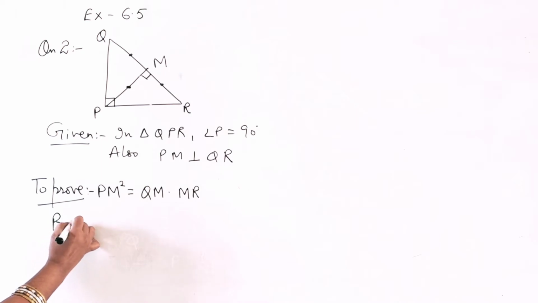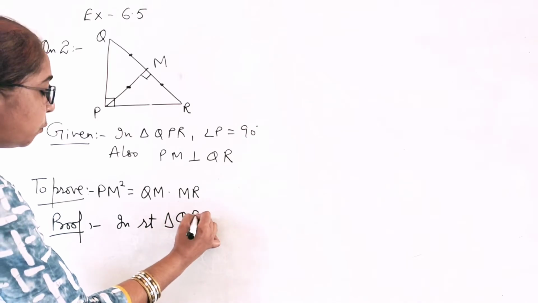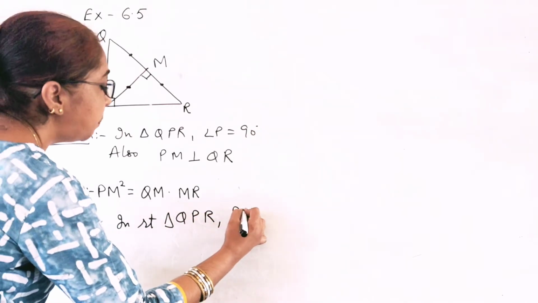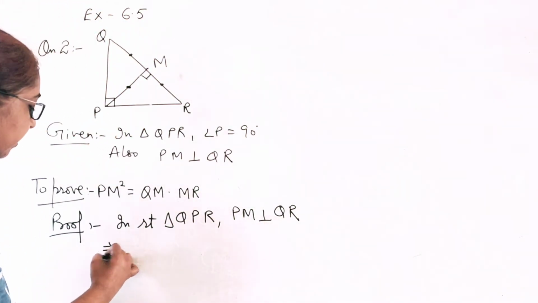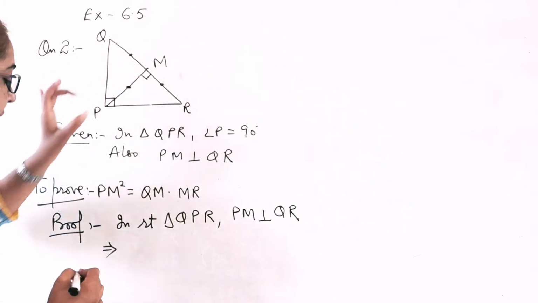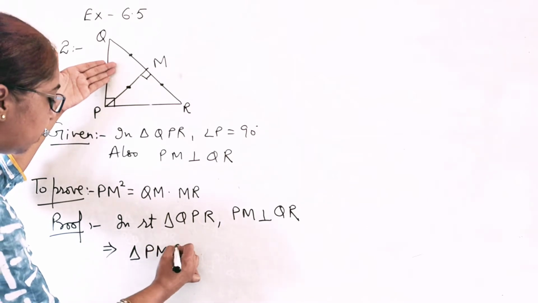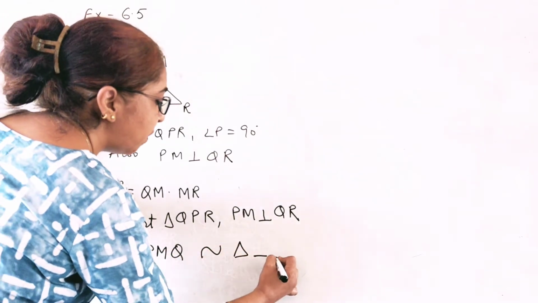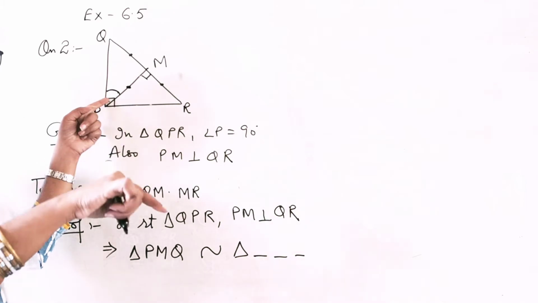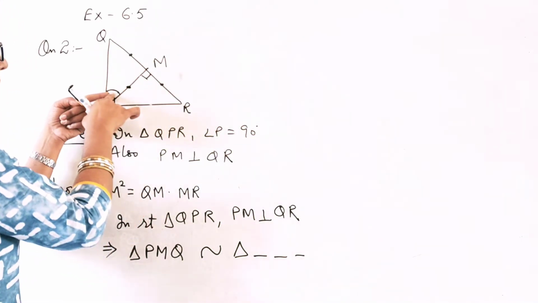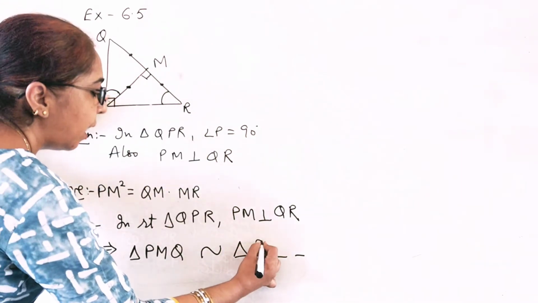So, in the proof, we have to write: in right triangle QPR, because PM is perpendicular to QR. This we have. So, what does it imply? These two triangles are similar. If I am writing the name of the first triangle as PMQ, then what will be the name of the other triangle? Let us see. Angle P, I just told you in the diagram previously that this angle is equal to this one. So, along with the P, I have to write R.